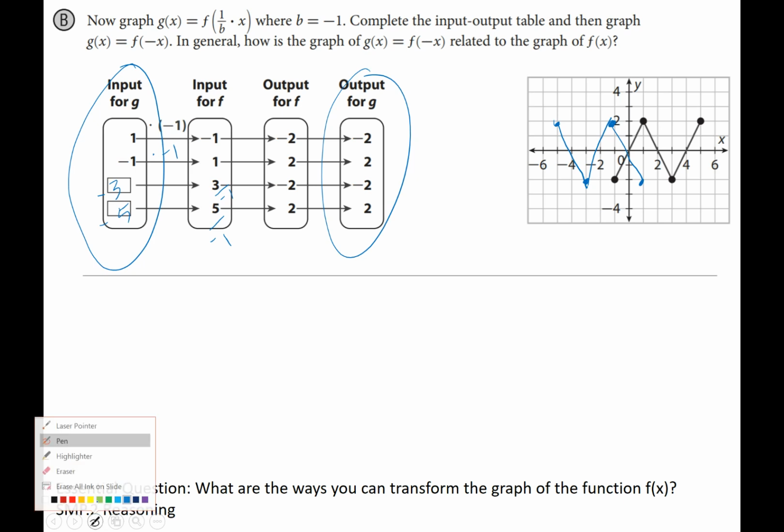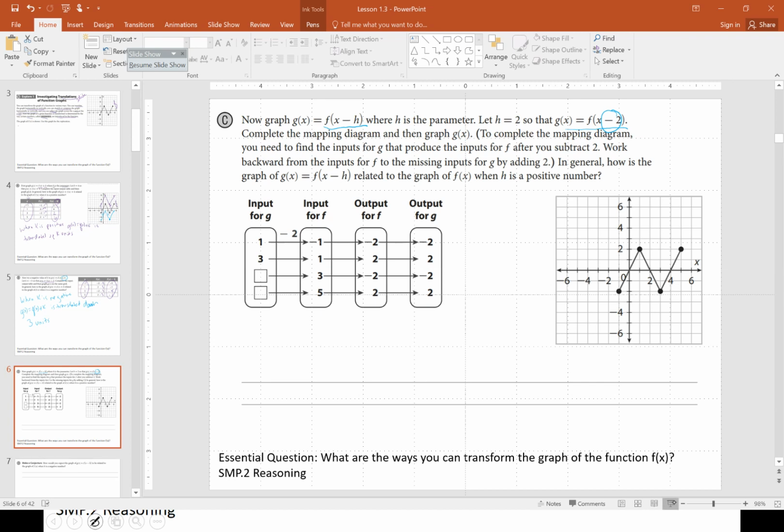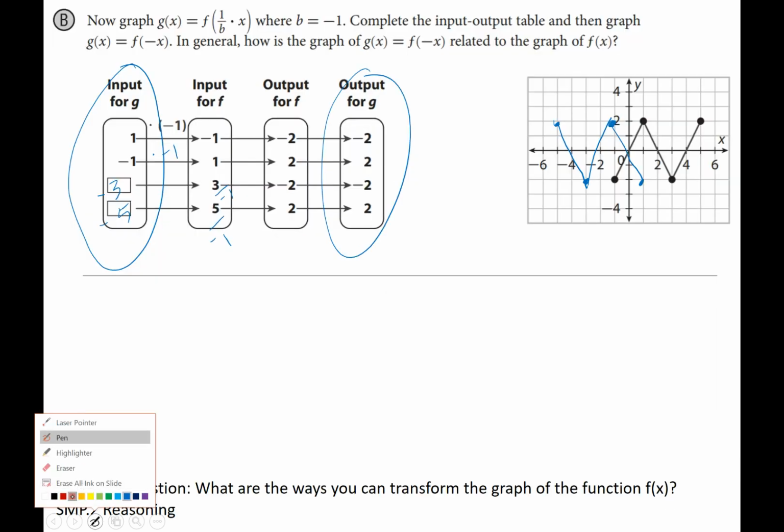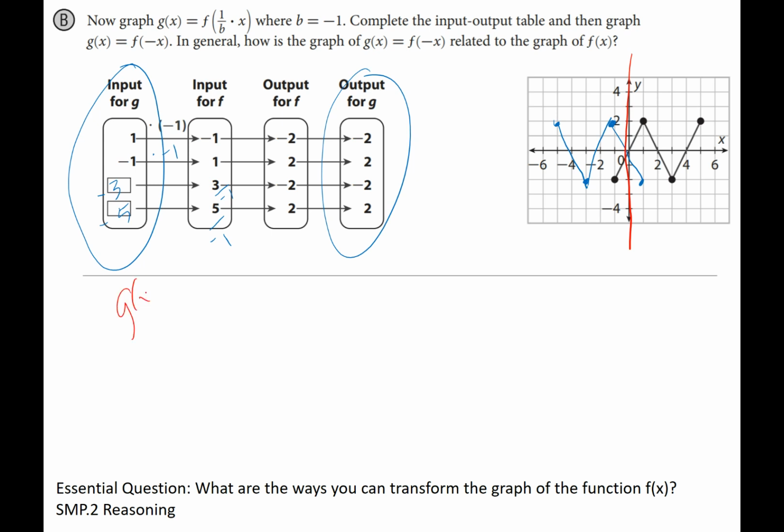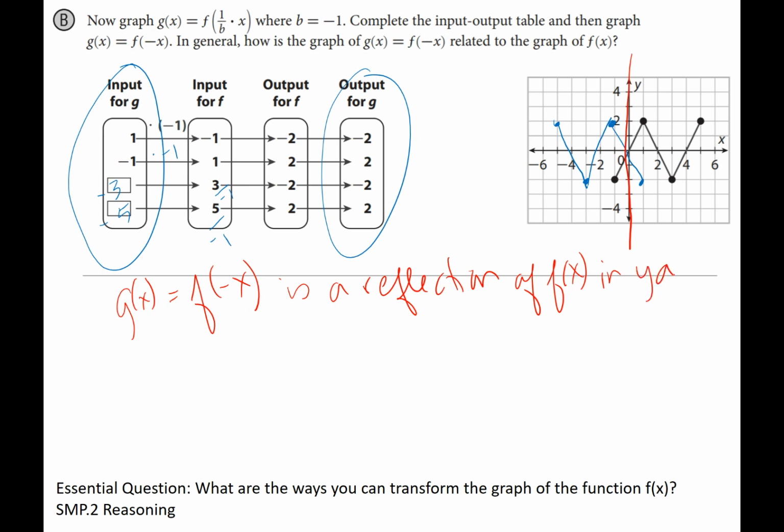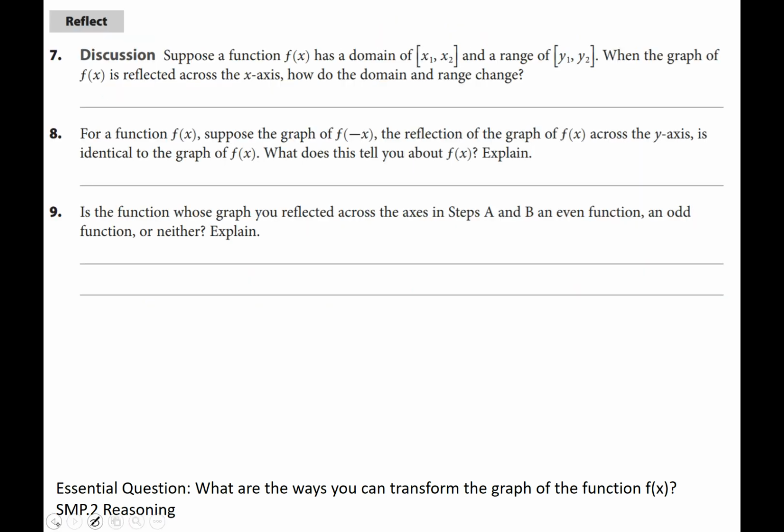And hopefully you've noticed that we have a reflection. We have a reflection. It's just a different one. It's now reflecting across that y-axis. So how are they related? It's a reflection in the y-axis. So g of x equals, so when the negative is on the inside I reflect on the y-axis, it is a reflection of f of x in the y-axis, or across the y-axis.